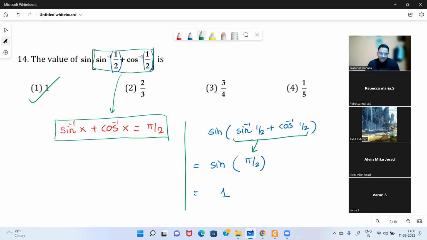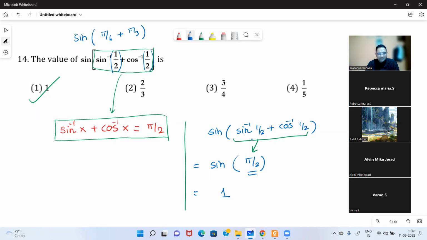Another way of solving it is by using the angles. Of course, this is the easiest and fastest. But another way of doing it is sine inverse half is nothing but pi by 6, 30 degrees, because sine pi by 6 is 1 by 2. And cos inverse of half will be 60 degrees, pi by 3, because cos 60 is half, right? So 30 degrees plus 60 degrees, that is pi by 6 plus pi by 3, will give you pi by 2. You're going to get the same answer.